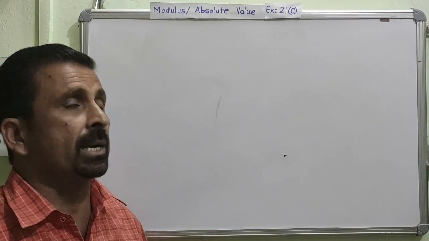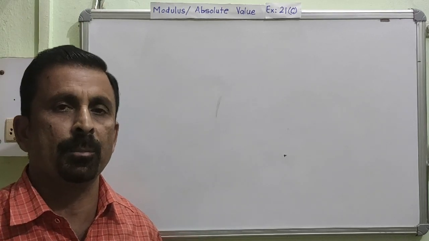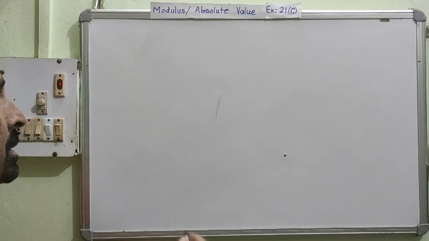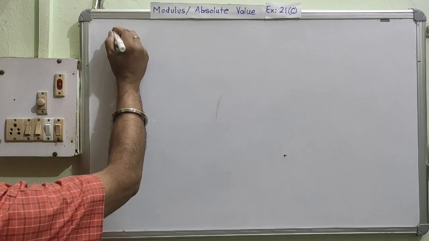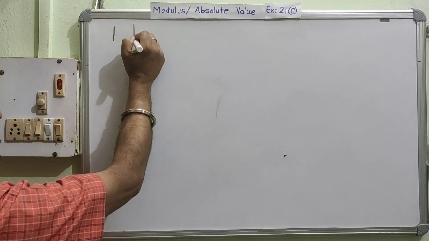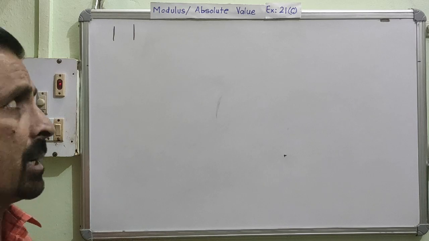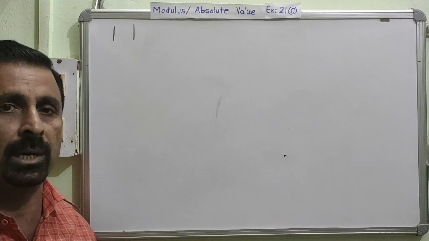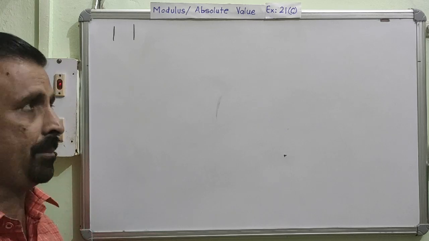Today we are going to start the topic modulus. In complex numbers, the next topic we are going to see is the modulus. It's a very simple concept. For the modulus, we have a notation like this. This modulus is also called the absolute value. Now here in this topic, we are going to talk about the modulus of a complex number, right?